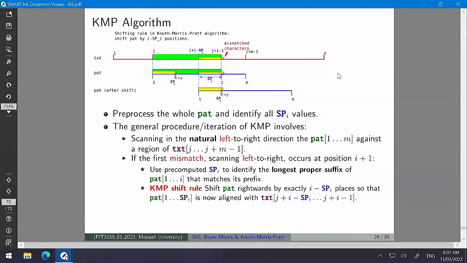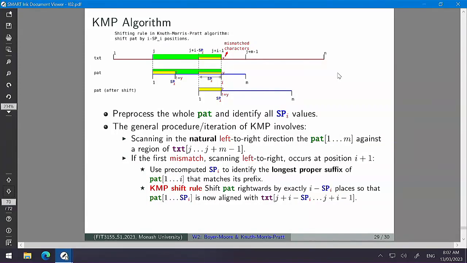It says, find the length of the longest proper suffix of 1 to I. These statements all appear similar to what we have done with Boyer-Moore, but listen to the nuance of it. The nuance is, find the length of the longest proper suffix of 1 to I. What is 1 to I? It's the part where you saw matches. All these things matched.